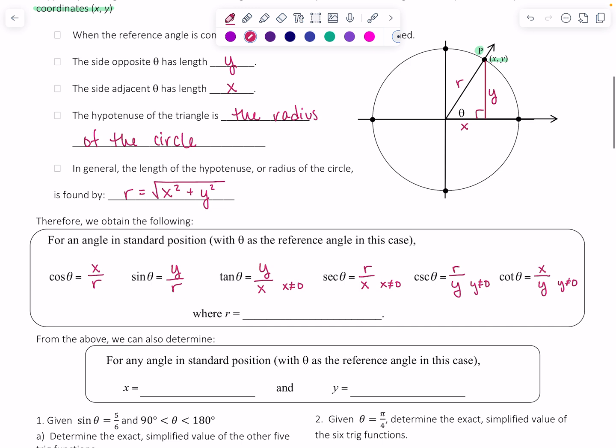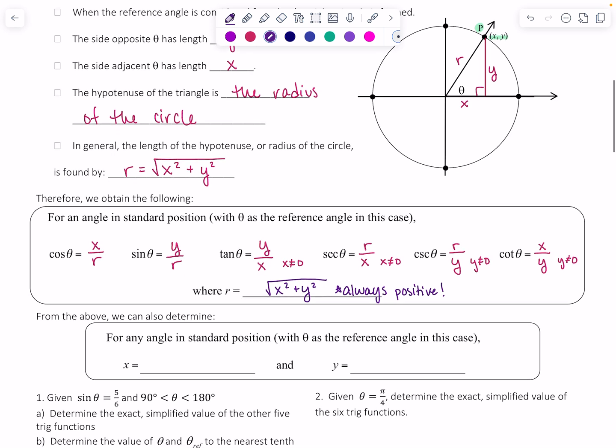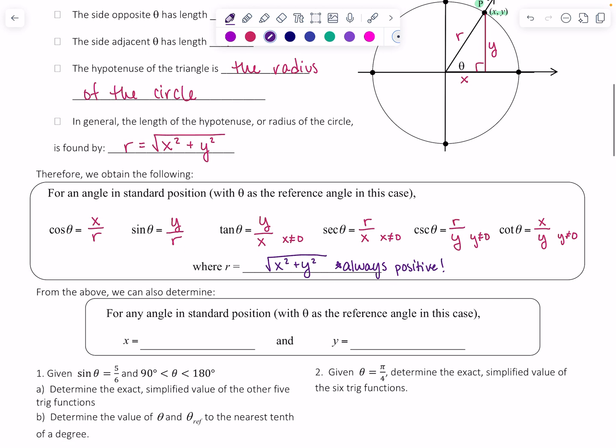So all of these are relationships that we're going to be using throughout the year. And we also know that our radius is equal to the square root of x squared plus y squared, like we just said before, and it's always positive. All right, so again, we're going to be using these relationships for the rest of the year.